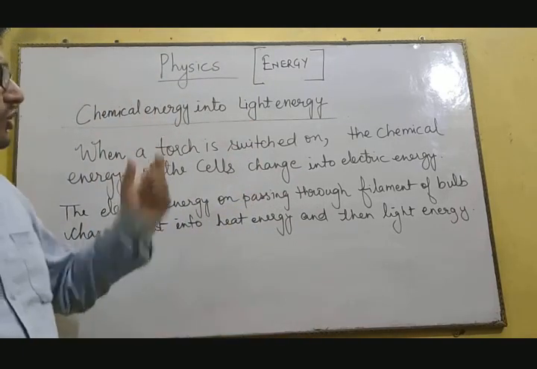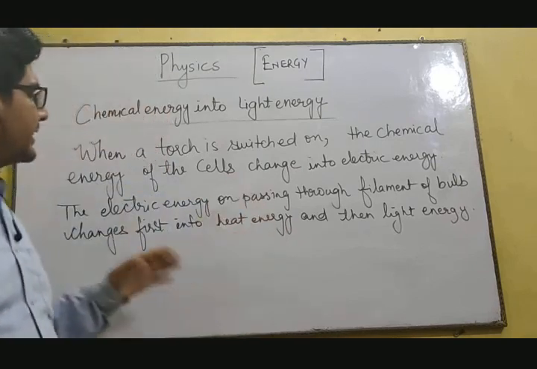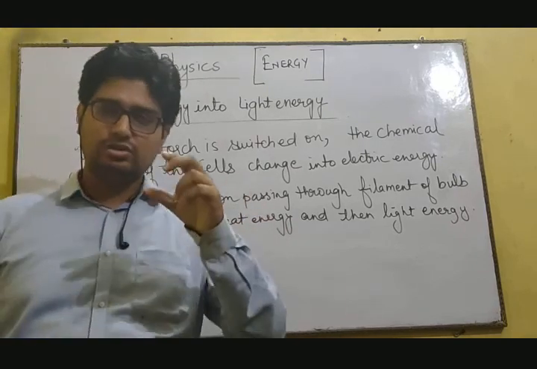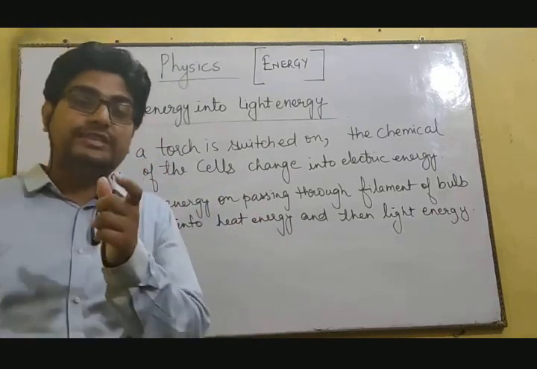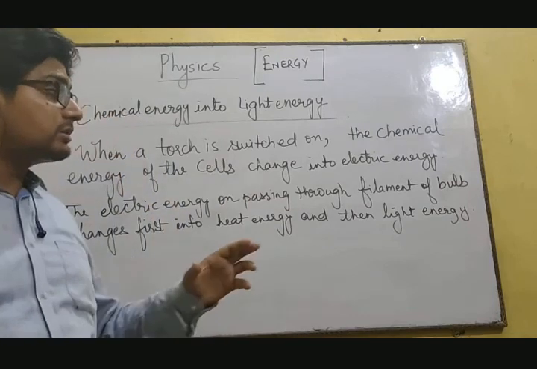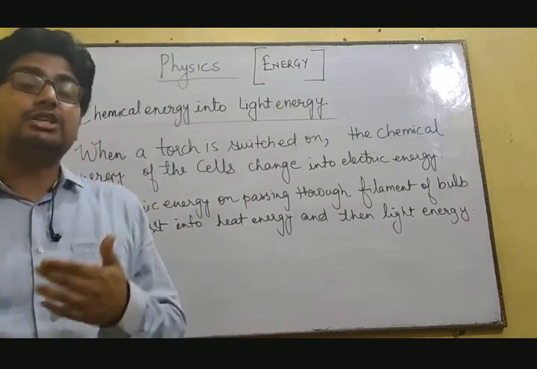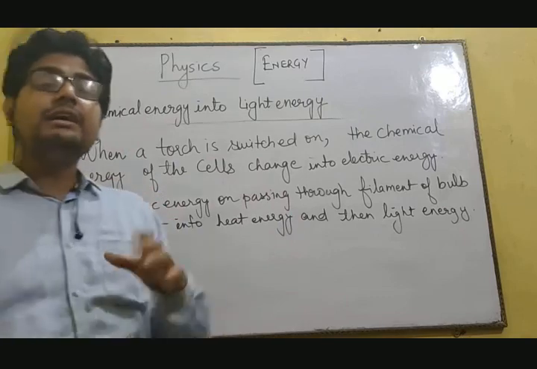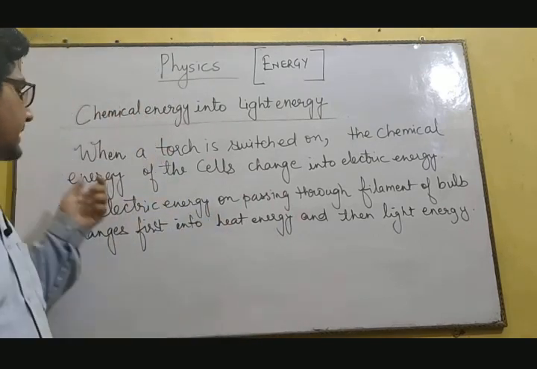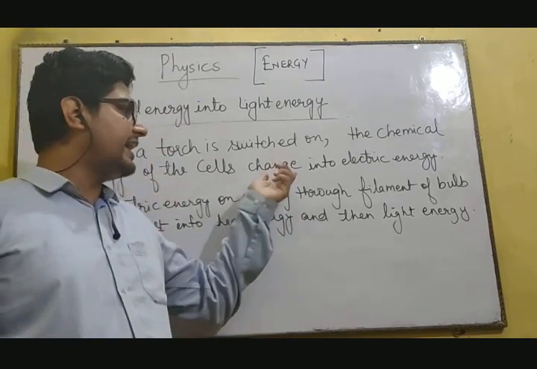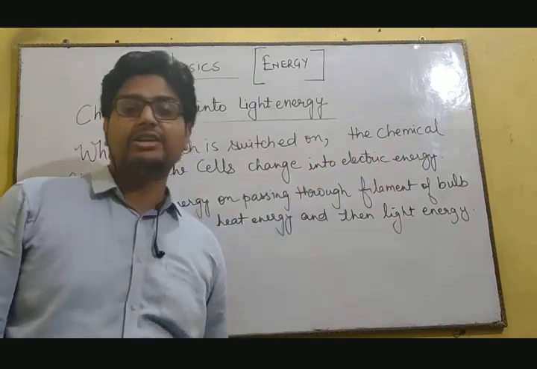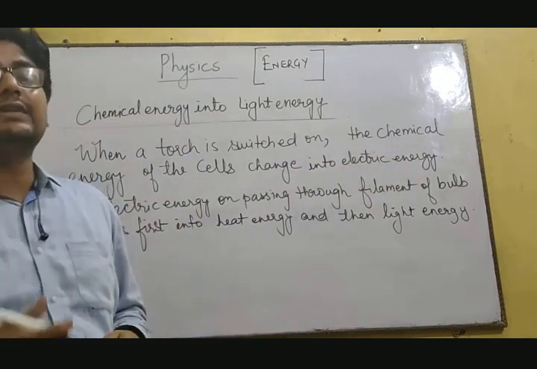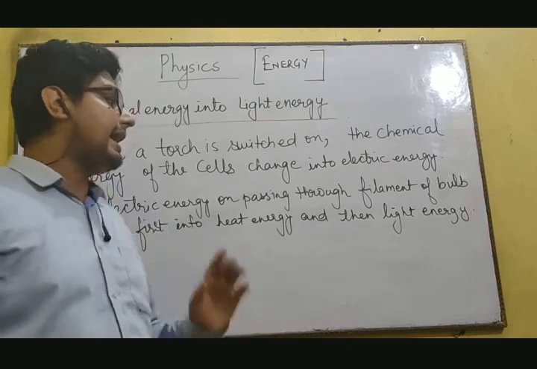When a torch is switched on, the chemical energy of the cell... So you must have seen that the torch consists of cells or batteries, and those cells or batteries basically consist of chemical energy. Which kind of energy? Chemical energy. So the chemical energy of the cell changes into electrical energy. Which kind of energy will get converted? It will get converted into electrical energy.